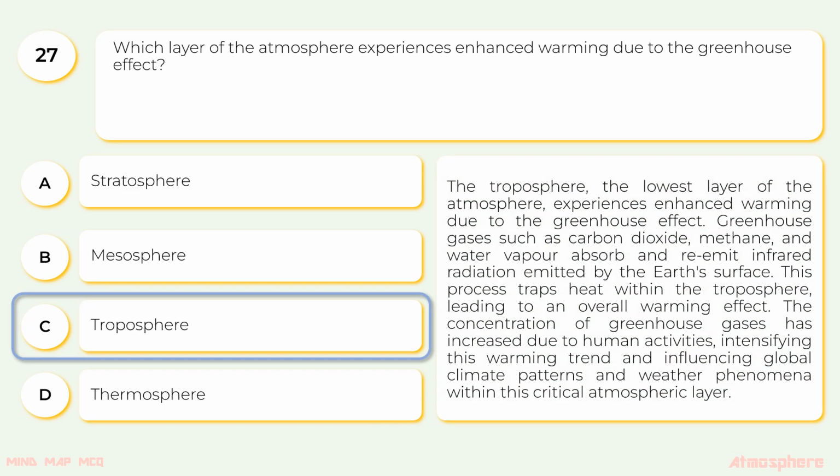Troposphere. The troposphere, the lowest layer of the atmosphere, experiences enhanced warming due to the greenhouse effect. Greenhouse gases such as carbon dioxide, methane, and water vapor absorb and re-emit infrared radiation emitted by the Earth's surface. This process traps heat within the troposphere, leading to an overall warming effect. The concentration of greenhouse gases has increased due to human activities, intensifying this warming trend and influencing global climate patterns and weather phenomena within this critical atmospheric layer.